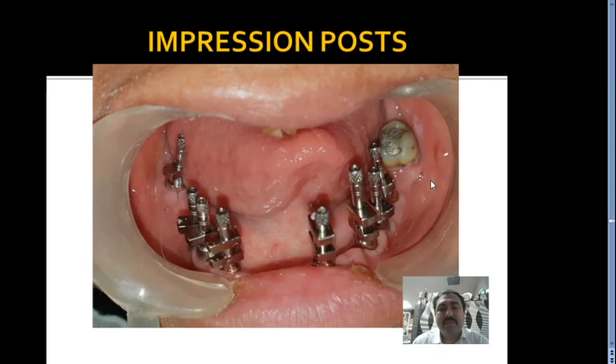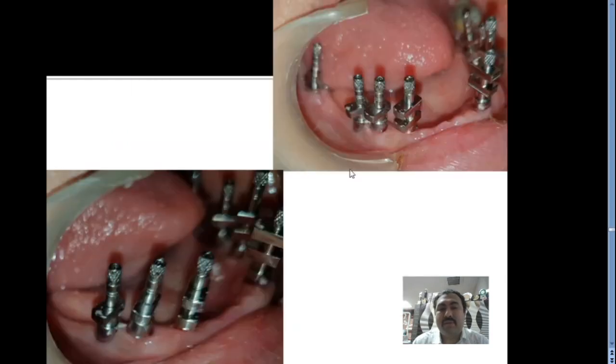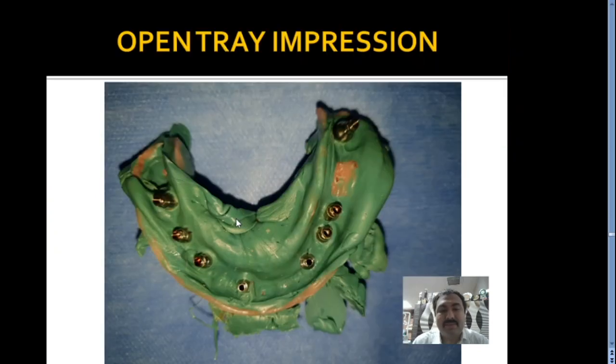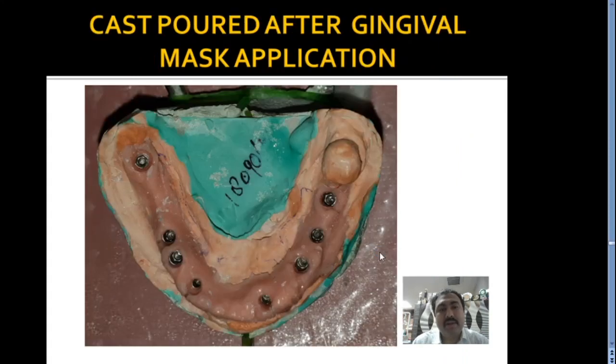The impression posts in place. You can have the view from all aspects, the quadrant 3 aspect, the quadrant 4 aspect, the distance between the impression posts, the relative parallelism. The open tray impressions were done, and for the open tray impressions I used polyether material. This was a monophase material by 3M, and a custom tray was obviously made for the same. The analogs were secured. The cast was poured after application of the gingival mask, so this was the mandibular cast.